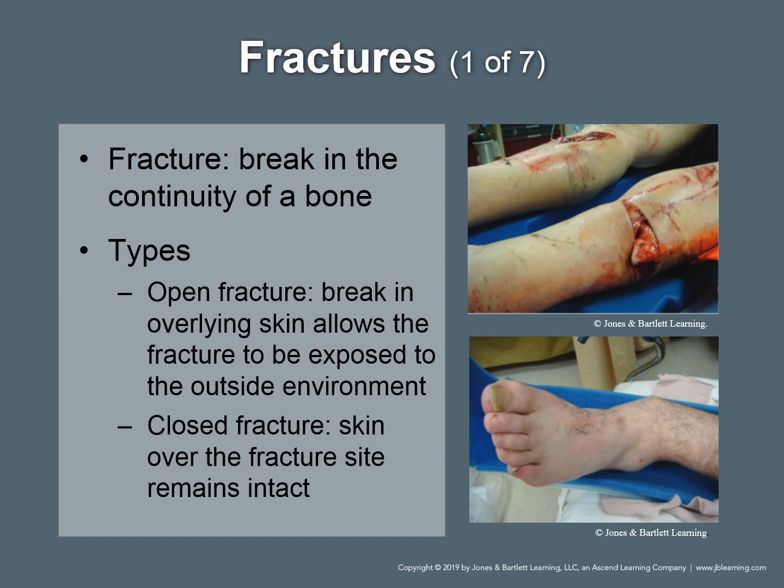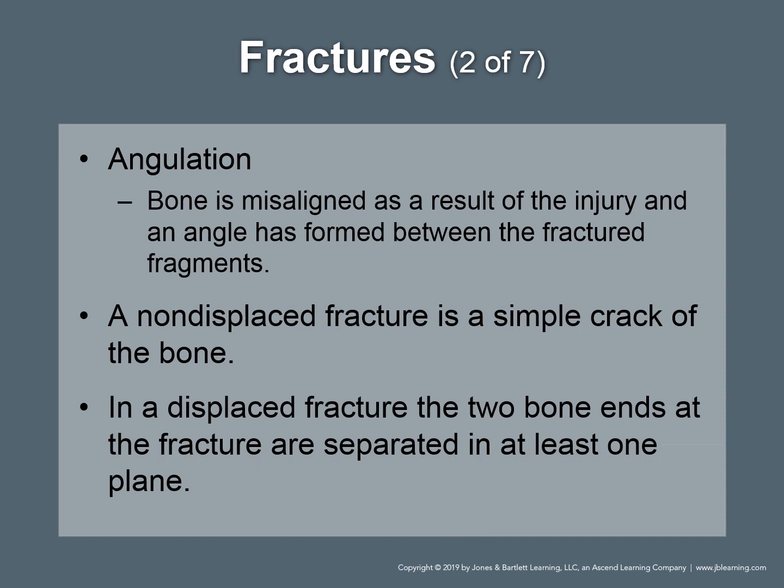So, fracture is a break in a bone. Any break is a fracture, no matter how small or how bad. Open fractures mean the skin is open and the bone is exposed to the environment. Closed fractures mean that the skin is closed. A big thing with closed fractures is we have to be mindful of compartment syndrome. So angulation means the bone is crooked, is misaligned as a result of the injury, and an angle has formed between the fracture and the fragments. This is where you get funny L-shaped arms and legs from severe fracture.